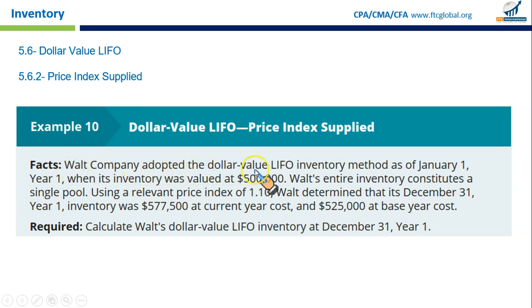Walt Company adopted the dollar value LIFO inventory method as of January 1st, year 1, when its inventory was valued at $500,000. Walt's entire inventory constitutes a single pool. Using a relevant price index of 1.1, Walt determined that its December 31st year 1 inventory was $577,500 at current year cost and $525,000 at the base year cost. Calculate Walt's dollar value LIFO inventory at December 31st year 1.